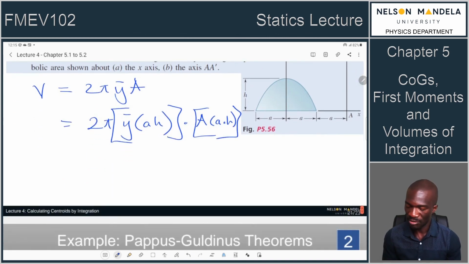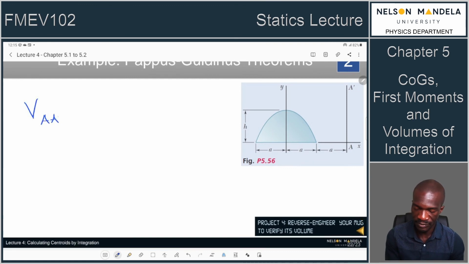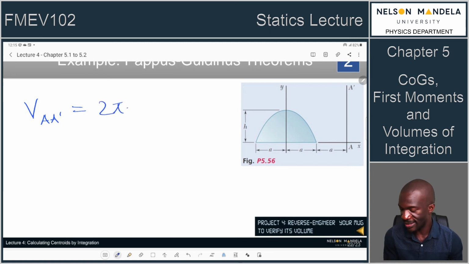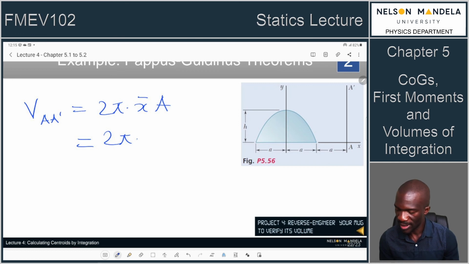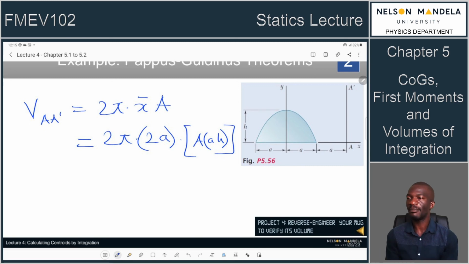How about the volume about the A prime axis? The volume about the A prime axis would be 2 pi multiplied by the what? In this case, it's now the x centroidal position, right? Multiplied by the area. So that would be your 2 pi, your x bar would be what? The centroidal position. This one is simple because it's just 2a, isn't it? This is symmetrical. So that would be your 2a, right? Multiplied by the area. The area is a function of a and h, as you will see in your tables. So basically that's how we would apply Pappus-Guldinus theorems.